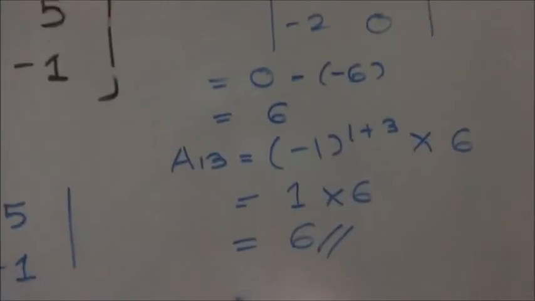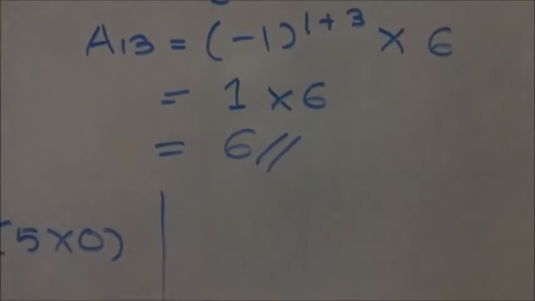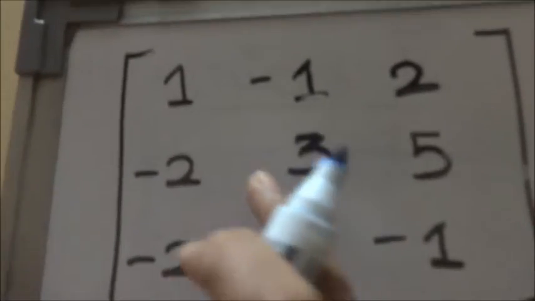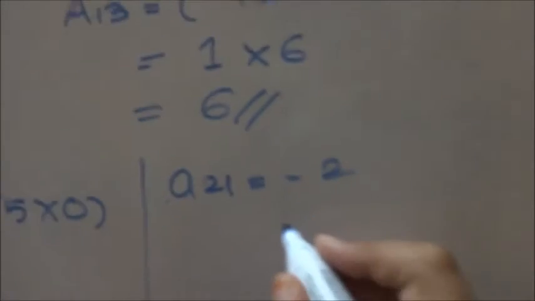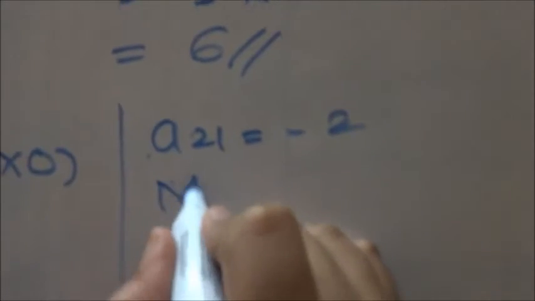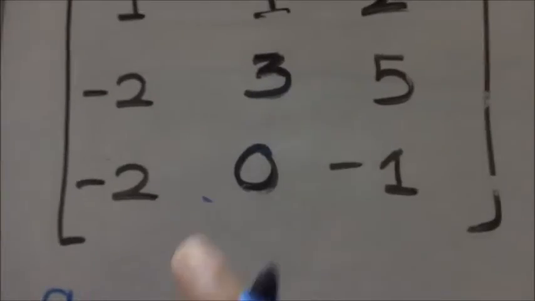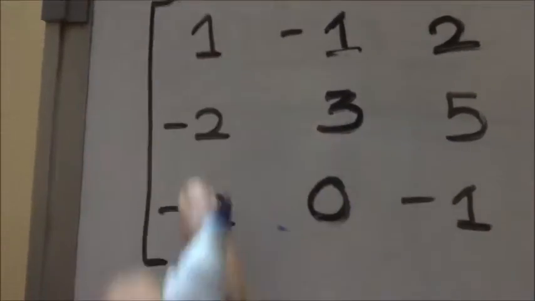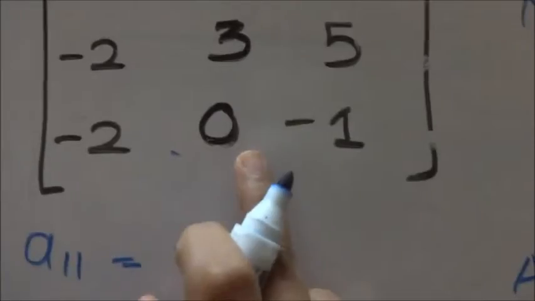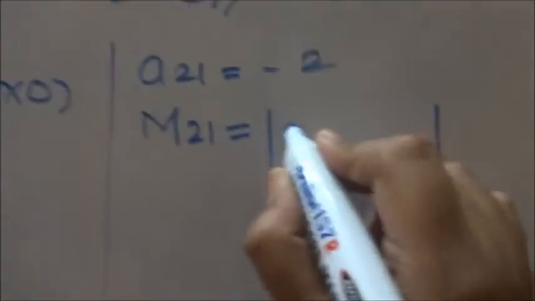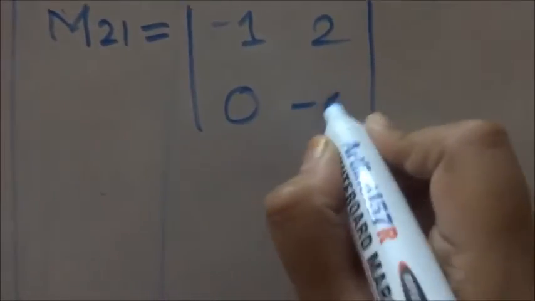Next one is A21. That would be the number lying on the intersection of second row, first column, which is minus 2. So I will write it down here, minus 2. Next is M21. I will create a determinant. So the four digits except second row and first column, that would be minus 1, 2, 0 and minus 1. Cross multiply.